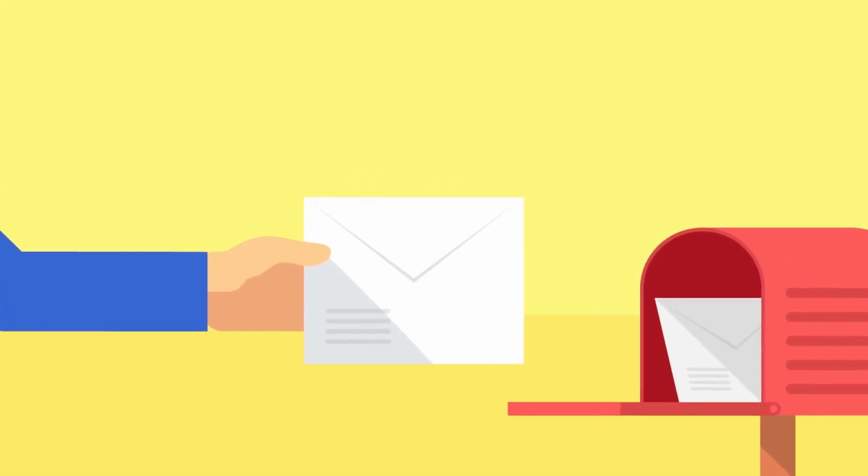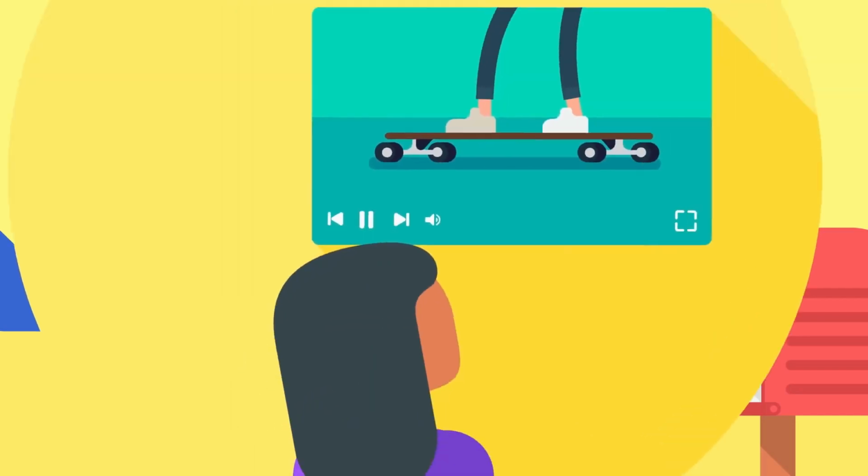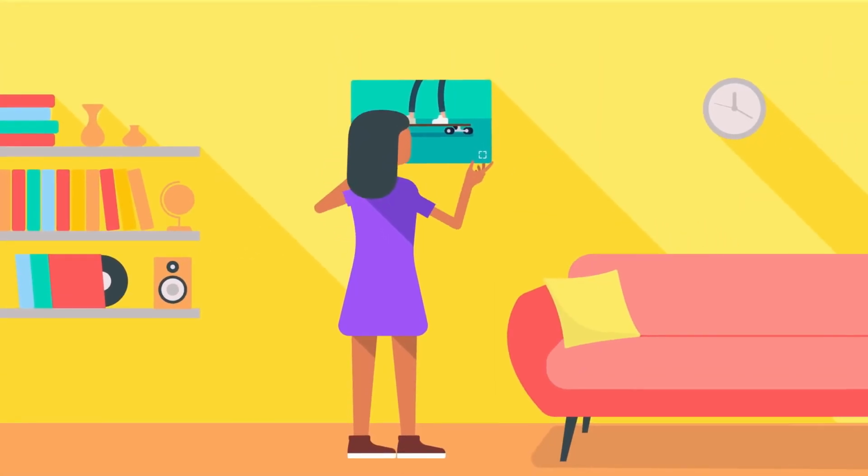So how do we enforce copyright? When a copyright owner sends a valid legal complaint, known as a takedown notice, we take down the content. We're required to do this by law. We're also required to prevent people from repeatedly violating other people's copyright on YouTube. So we set up a copyright strike system. If your content is the subject of a takedown notice, we'll issue a copyright strike.